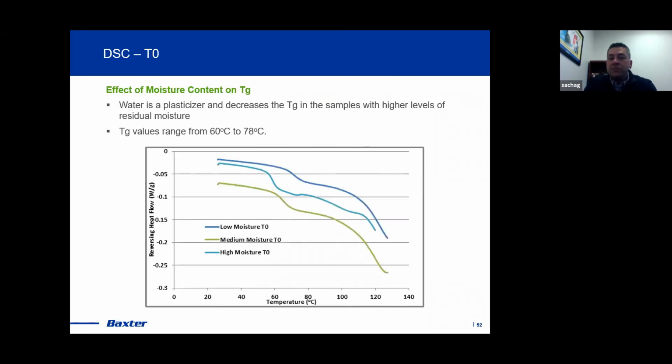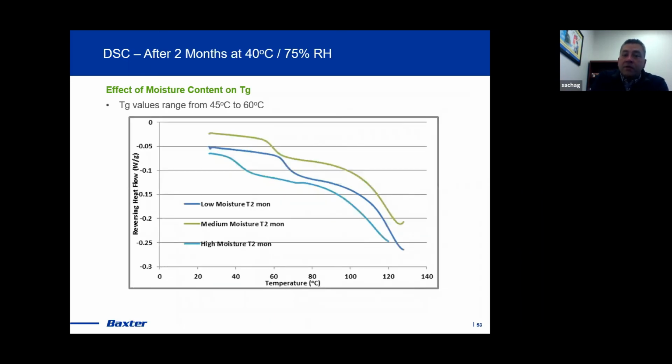And this is examples of how they change. This is T0 using DSC, and we see with high moisture concentration, the Tg of this dried solid shifts to the left, so lower temperatures. That means possibly less stability. It even shifts after 2 months of storage even further.